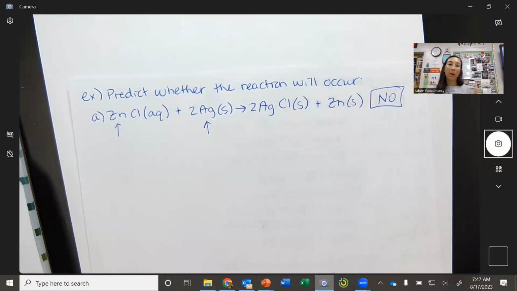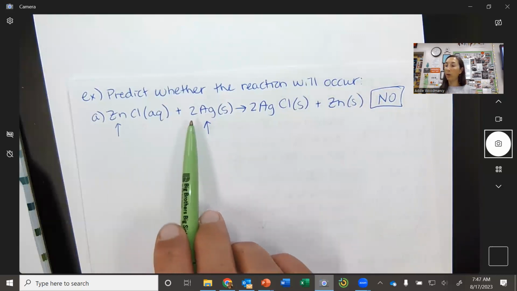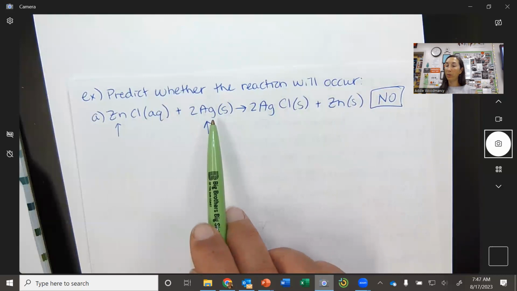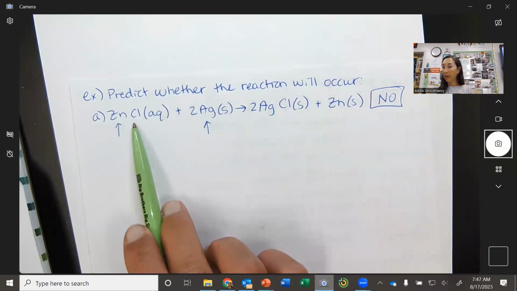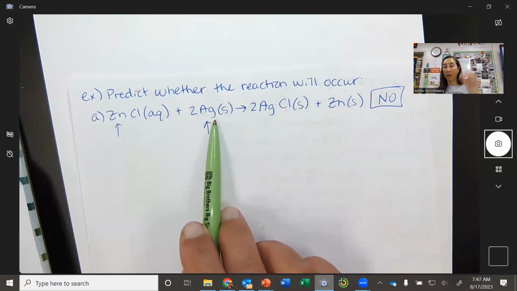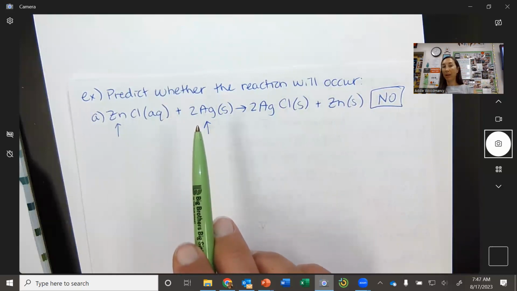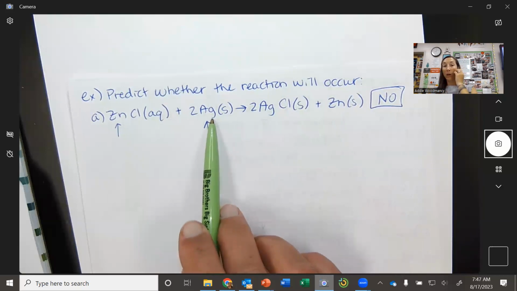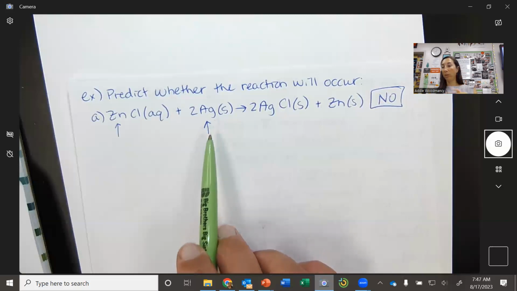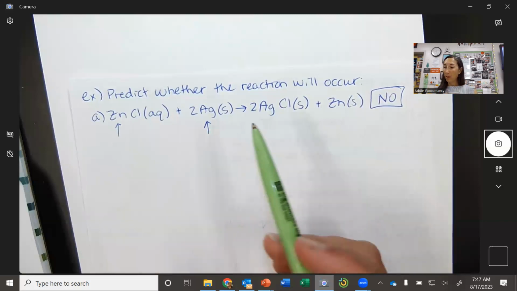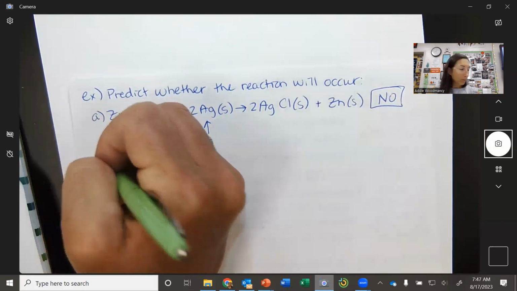So in your lab tomorrow, you're going to do exactly this. Once you know your chemical reaction, this is the metal you would place in this liquid test tube. If the metal that's by itself that you're placing in the test tube is higher on the activity series, then the reaction will occur. If the element is lower, like silver in this case, it will not be able to replace the one in the solution. So let's look at another example.